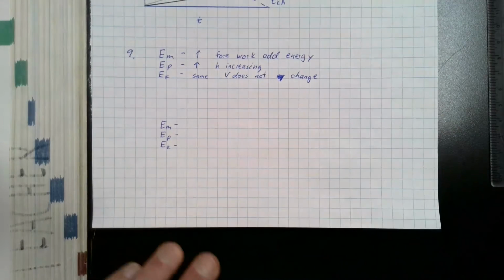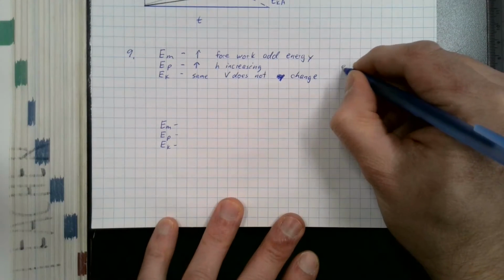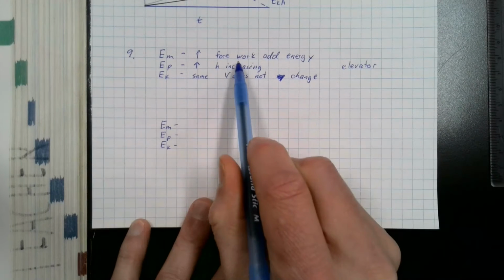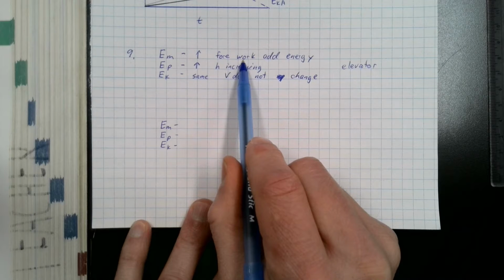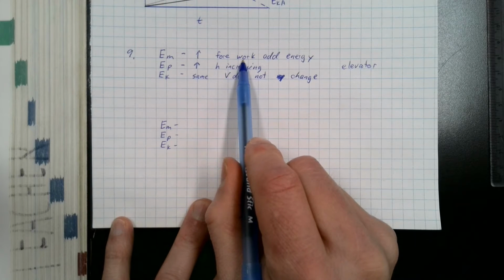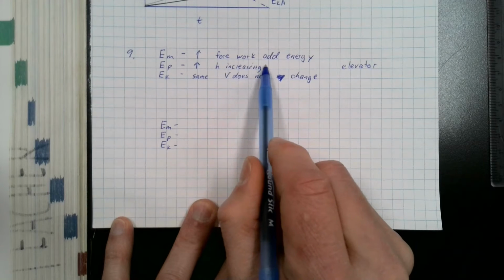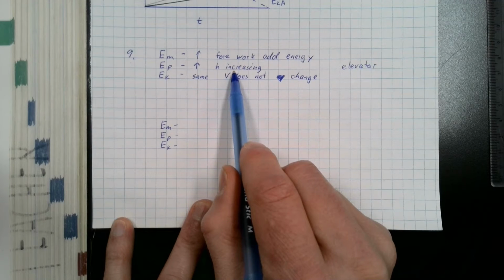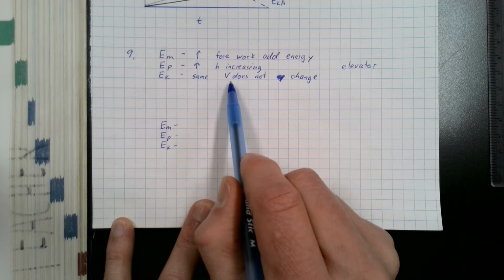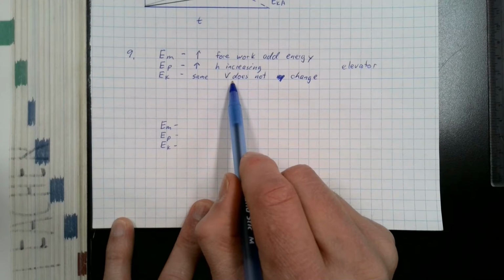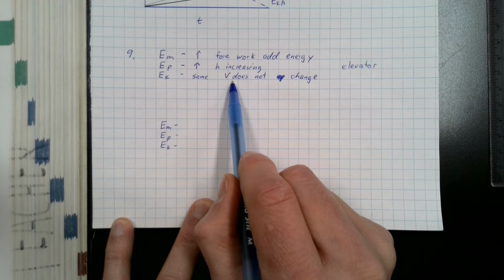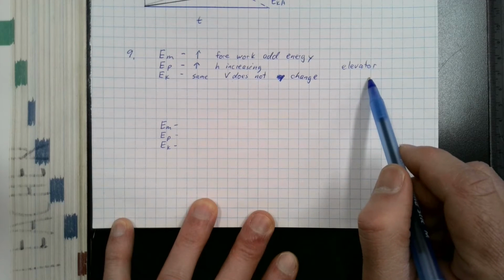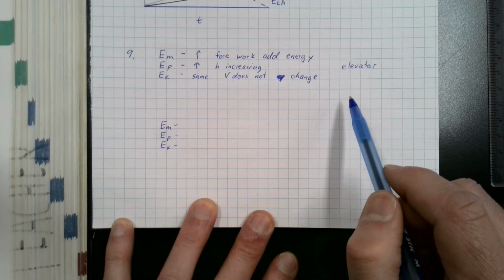So if you want, you can think of this as an elevator. The motor of the elevator is doing work to add mechanical energy to the system, and that is showing up as an increase in gravitational potential energy because the height is increasing. The kinetic energy is staying the same. It's not speeding up, it's not slowing down, it's going uphill at the same rate. So an elevator would be an example of this type of graph.